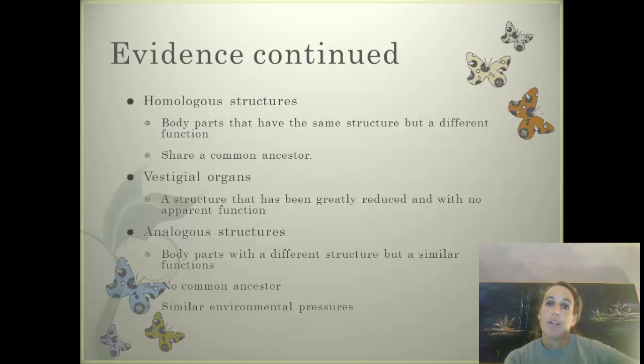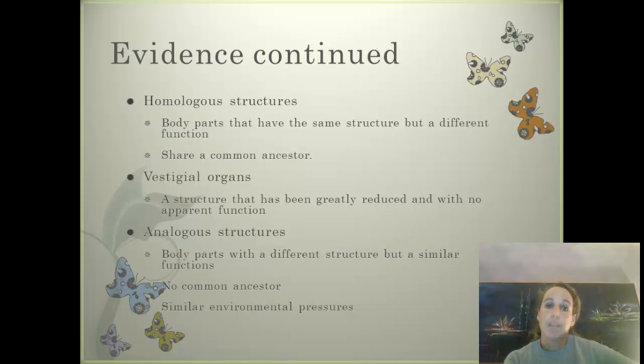An example would be your appendix or your tonsils, things that have no real function, but they used to. So in some organisms, an appendix is still used. So that's evidence for evolution, because why would we have stuff that we don't need? Our tailbone is also another example of that.